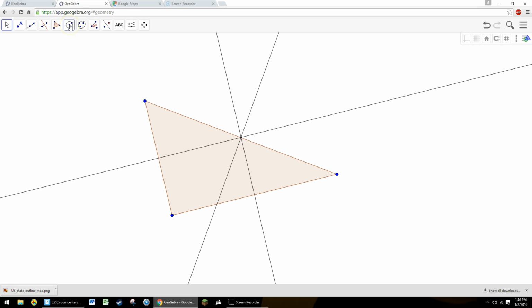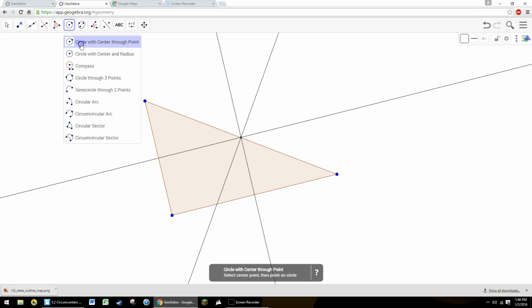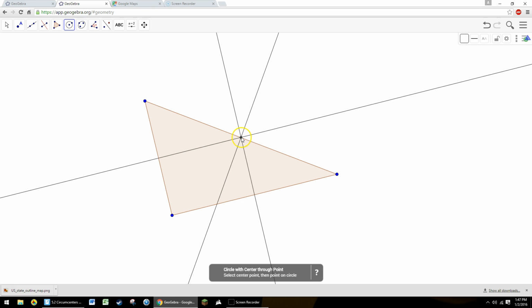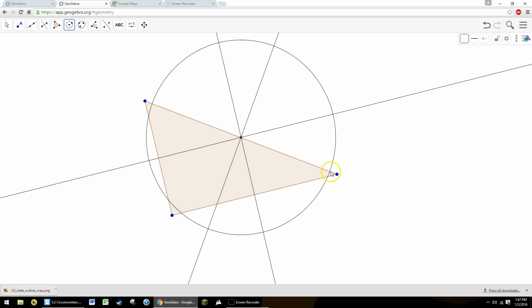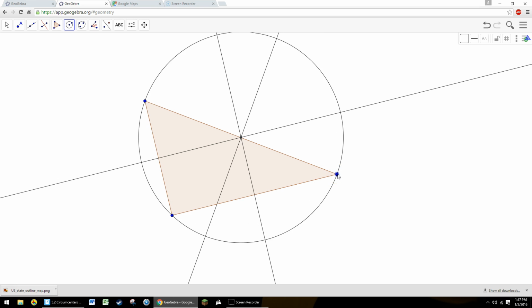The final property of this point of concurrency that I want to show you is I'm going to grab a circle tool, and I'm going to define that circle with the center right there, and I'm going to pull this out to one of the vertices of the triangle. And you'll notice that this circle comes around and it actually hits all three vertices of that triangle.